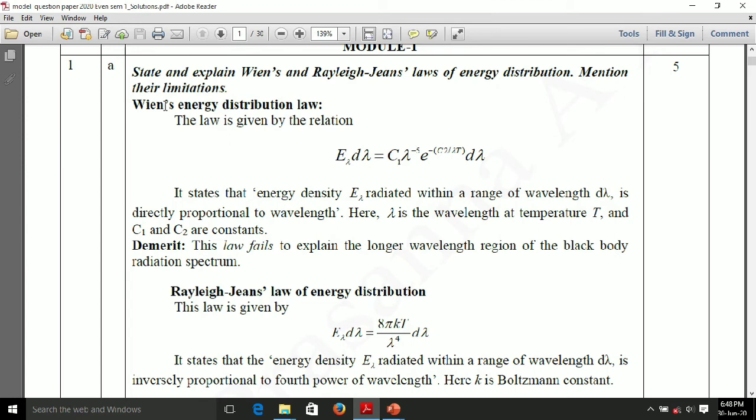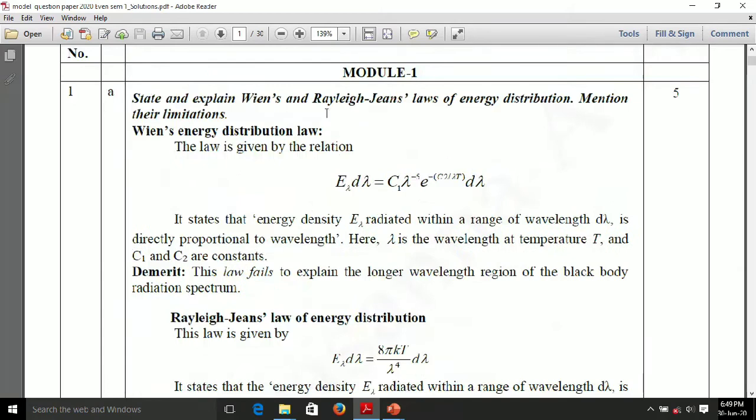You know that Wien's energy distribution law is valid only for the shorter wavelength region of the electromagnetic spectrum of a black body. Hence, the demerit or the limitation is that it fails to explain the longer wavelength region of the black body radiation spectrum. So, answers are precise. You need not give any more explanations, especially for this question. So, your answer should be precise to the question that has been given. So, before writing the answers, it is good to read and understand the given question.